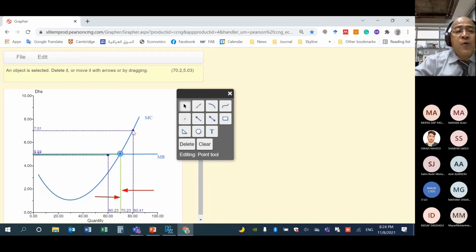If marginal cost, that means the cost of the last kilo, is more than the revenue of the last kilo, the profit will decrease. It's better to decrease output till we get the optimal level of output at 70.